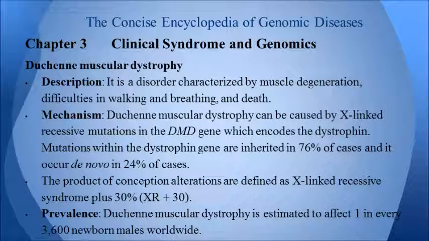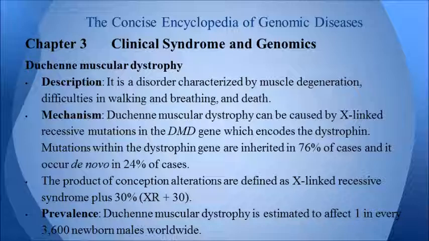Duchenne muscular dystrophy, a disorder characterized by muscle degeneration, difficulty in walking, breathing, and death. Symptoms frequently start to manifest before the age of 5, and most patients become wheelchair dependent by 12 years of age. Duchenne muscular dystrophy can be caused by X-linked recessive mutations in the DMD gene, which encodes the dystrophin. This rod-like cytoskeletal protein is found at the inner surface of muscle fibers.